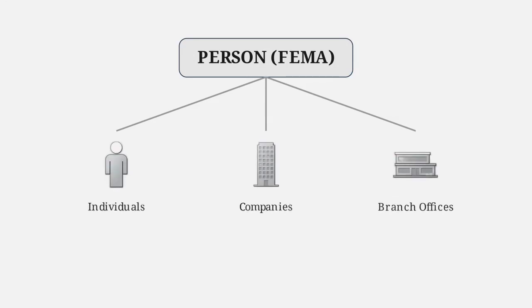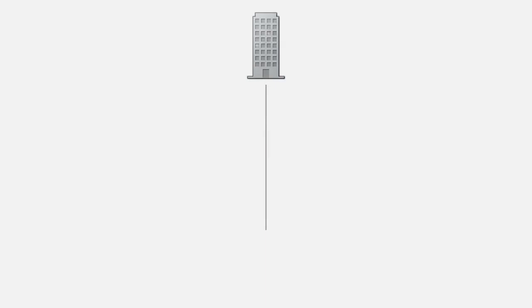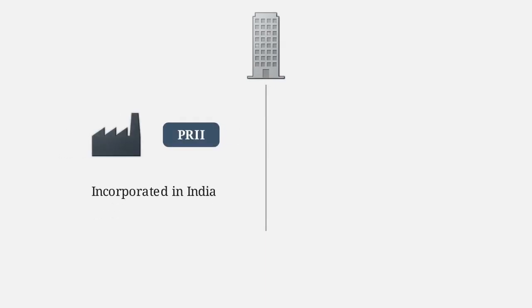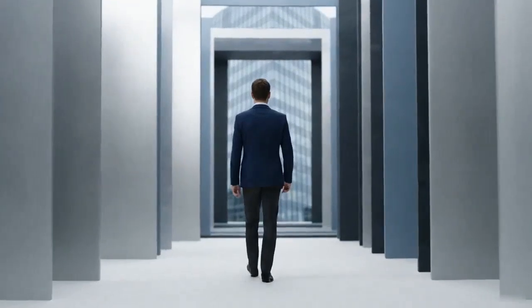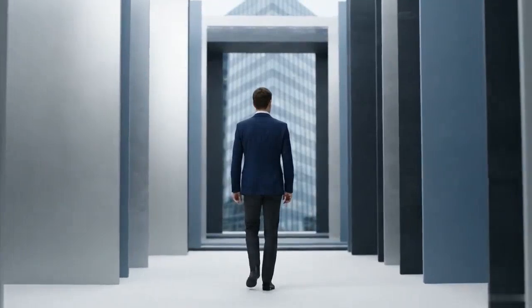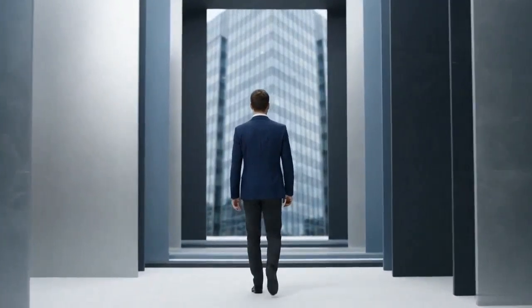FEMA's definition of a person covers everything from individuals to companies and branch offices. If our subject were a company, the residency rule is absolute. Any entity incorporated in India is a PRII. A foreign registered company is a PROI. For companies, there is no physical day count to track. But because our subject is a founder, an individual, we have to set the corporate rules aside. We must apply a specific individual test.